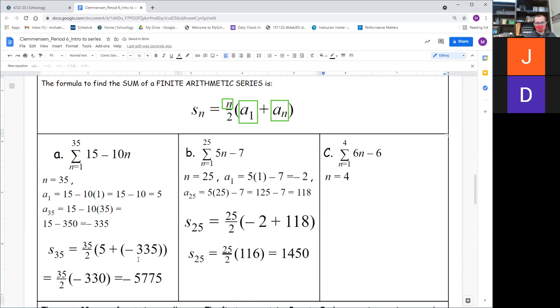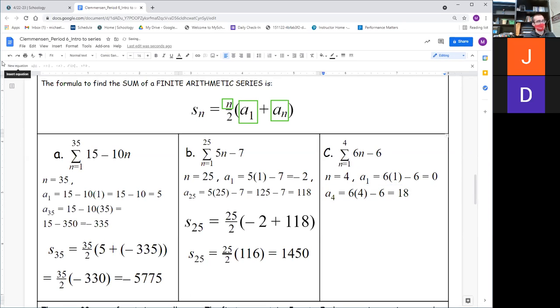Oh, yeah, the top number. Sorry, my bad. But so a1 would be 6 times 1 minus 6. What does that give us before we move on? It's 0. Perfect. And now we need a4, which is 6 times 4 minus 6. What does that give us? And that gives us 18. Perfect.